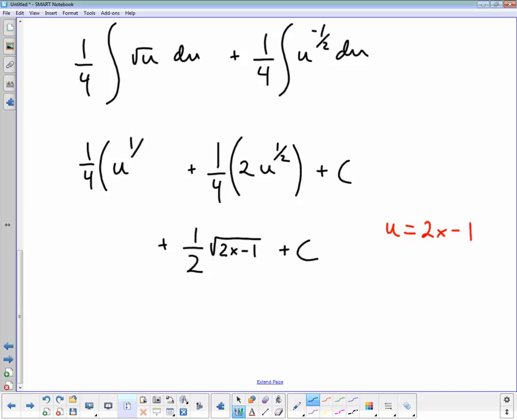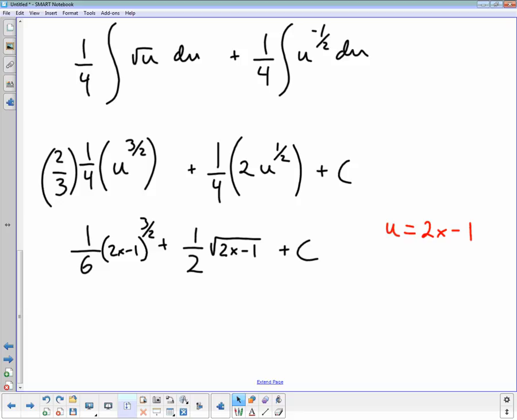This is u to the 1/2, and when I integrate it, it becomes u to the 3/2 times the constant 2/3. And now when I simplify, I get 1/6. Of course, you can simplify this a little further. I'm not particularly interested in making it into its nice, happy form. We have other things to solve. Okay? So you see what I'm saying?